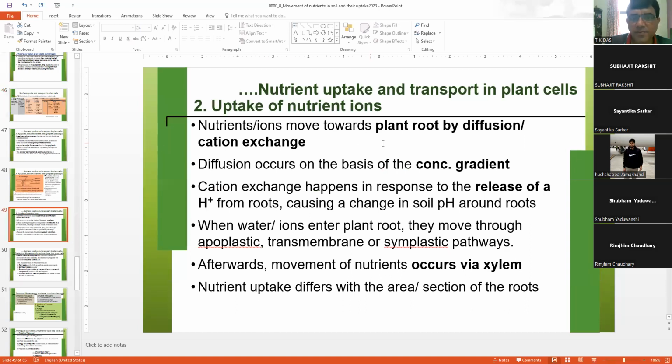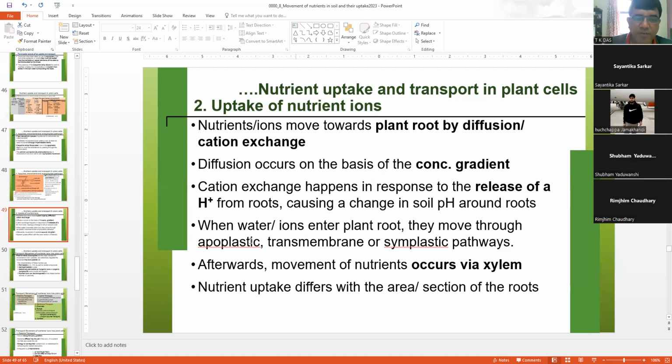So nutrients or ions move towards the plant root by diffusion or cation exchange. This is already covered with you. Diffusion occurs on the basis of the concentration gradient. Cation exchange happens in response to the release of hydrogen from roots, causing a change in soil pH around the roots. When water or ions enter the plant root, they move through the apoplastic, transmembrane, or symplastic pathway. Afterwards, movement of nutrients occurs via xylem, meaning they must reach the xylem.